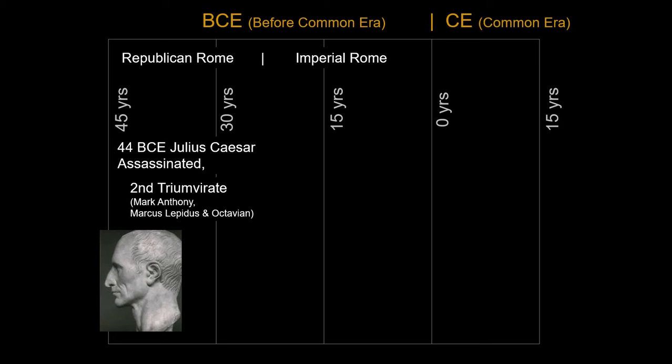Now, if you had lined these 3 up together in the second triumvirate, you would have thought for sure that sooner or later Marcus Lepidus or Mark Antony would have figured out how to bump off the other 2 and declare power for himself, but it didn't turn out that way.